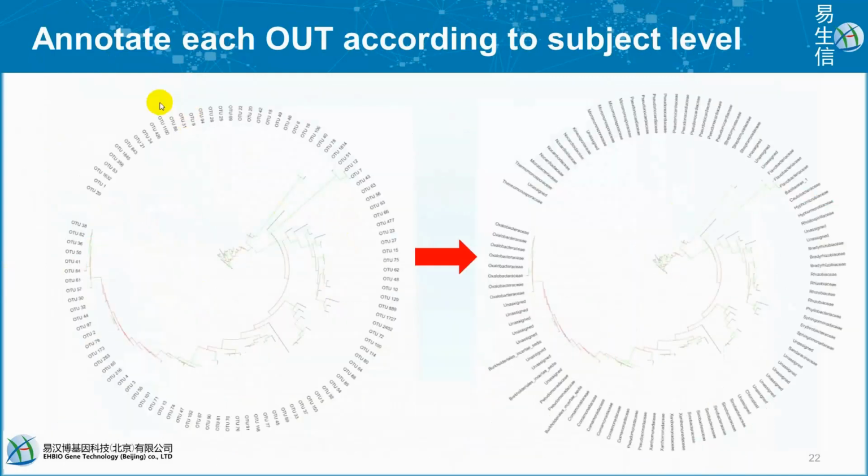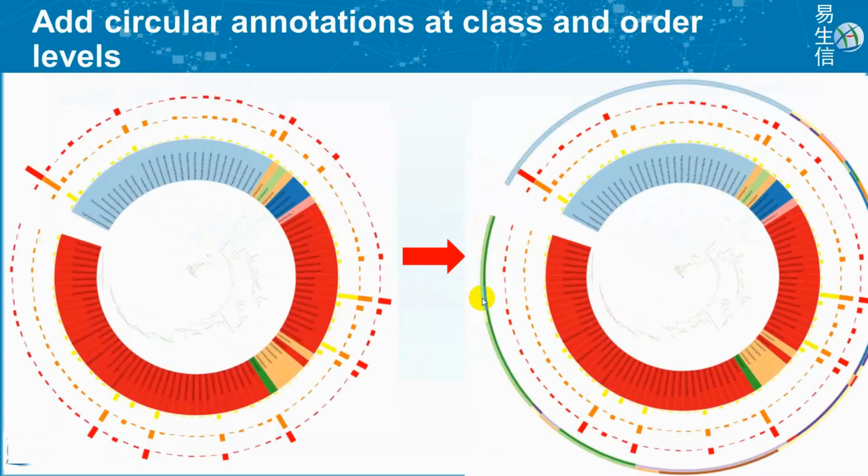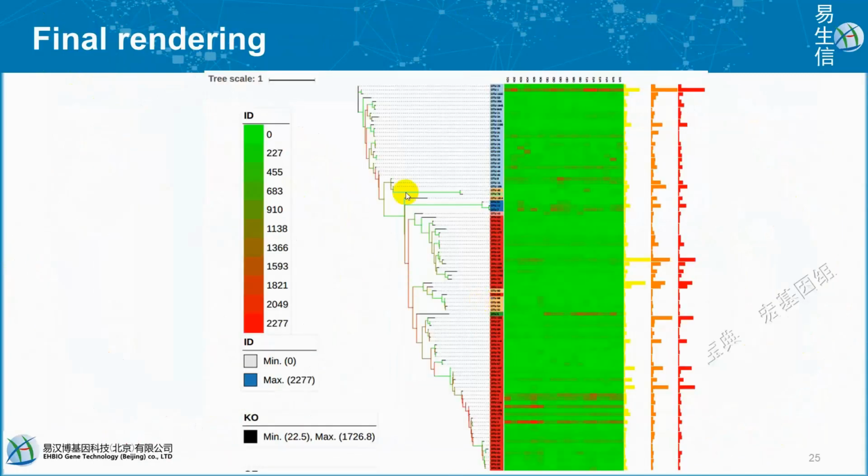And then we can modify our tree like this. We can annotate each OTU according to subject level, and then we compare charts for the beautification in different groups. We can add circular annotation in class and order level, and then we can use this. Now let's go to RStudio and run the commands for the evolutionary tree step by step.